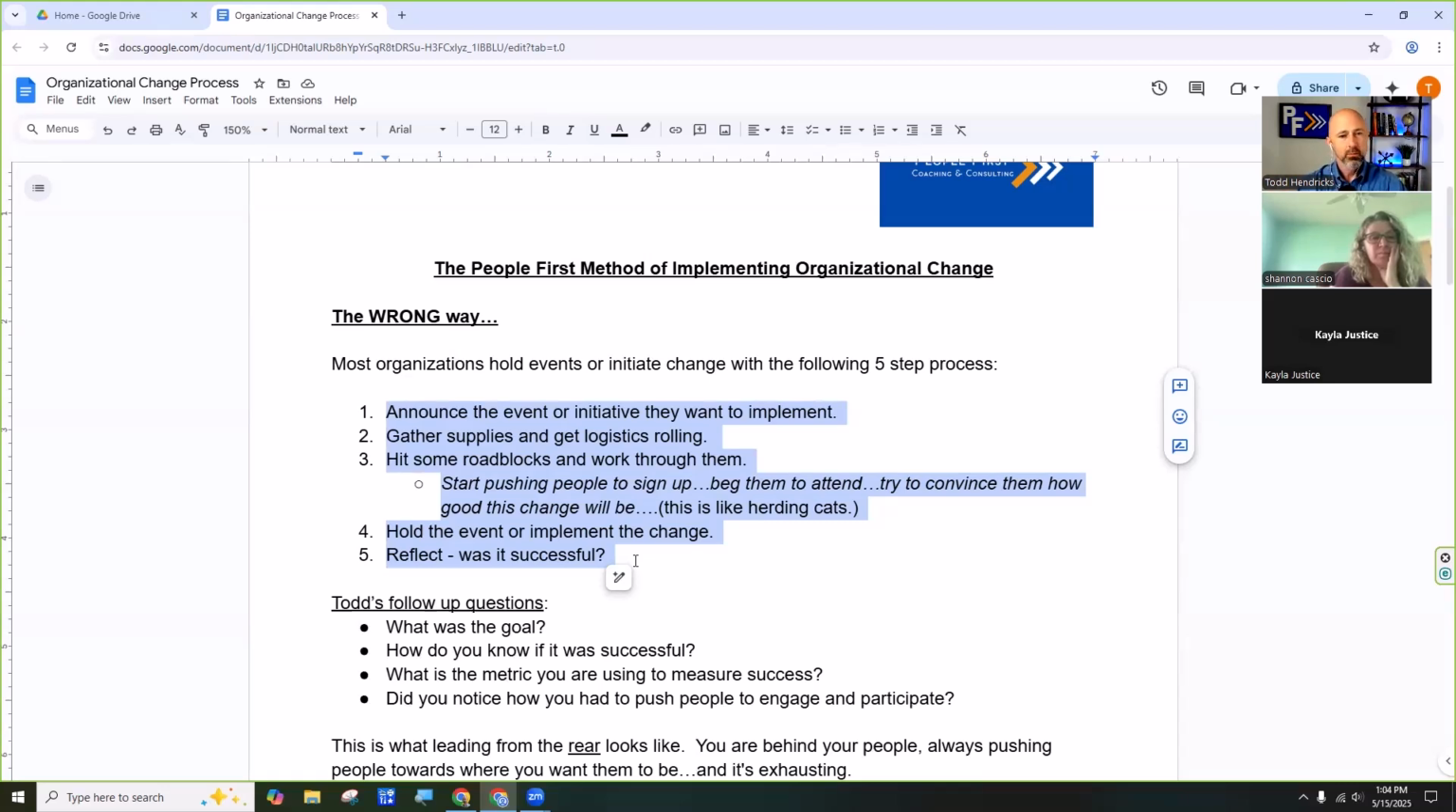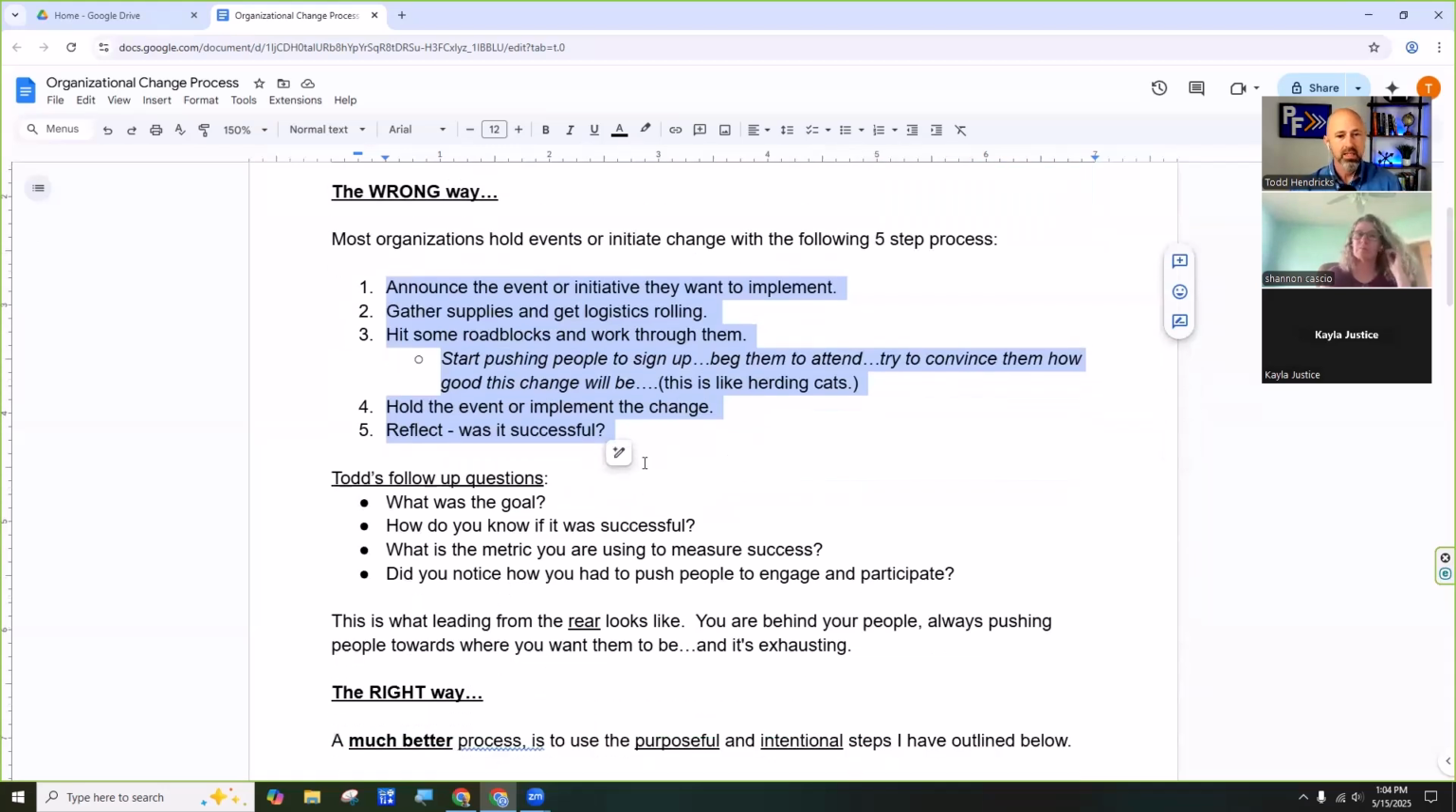And then number 5, the event's done or the change is implemented, and you look back around yourself and with your other leaders, and you're like, I wonder if this was successful. I don't know. How do we know if this was successful? So here's Todd's questions. If somebody came to me and did that, which I have seen done 1,000 times, here's my questions.